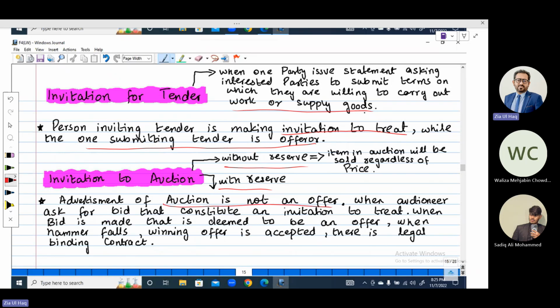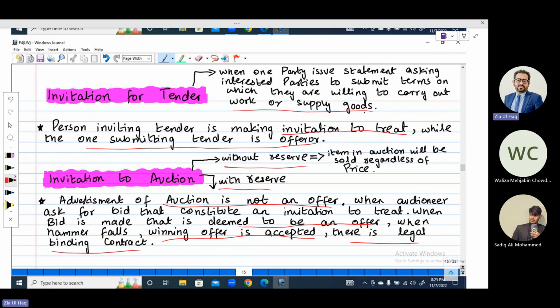If you're calling people for auction, that will not be an offer, that will be an invitation to treat. At the auction, people have to offer their price and you have to accept it. So when the auctioneer asks for bids, that constitutes an invitation to treat. And when a bid is made, that is deemed to be an offer. And who will make the offer? The customer who wants to buy the product. And when the hammer falls, the winning offer is accepted, there is a legally binding contract.